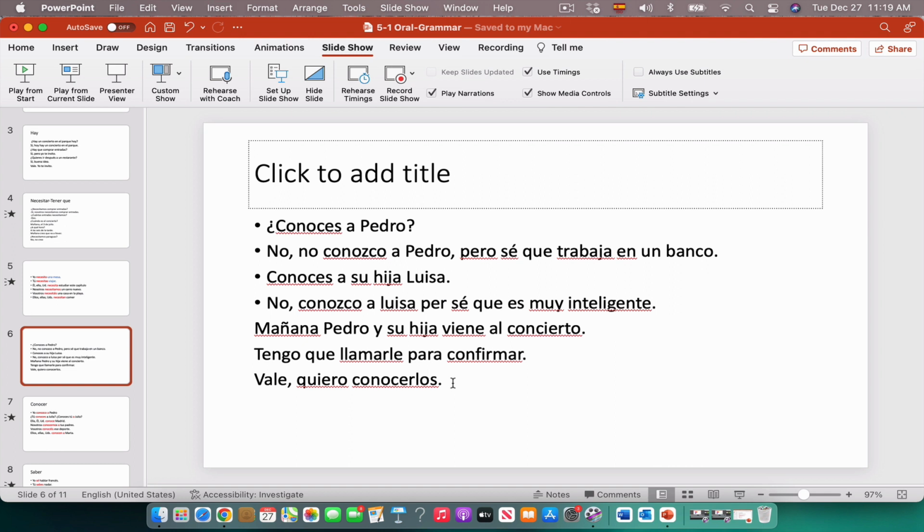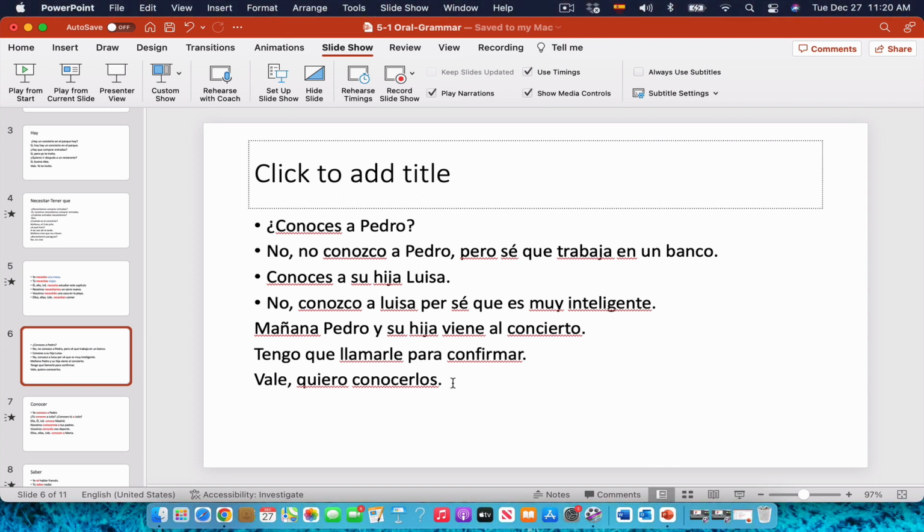In English it is, do you know Peter? No, I don't know Peter, but I know that he works in a bank. Do you know his daughter Luisa? No, I don't know Luisa, but I know that she is very intelligent. Tomorrow, Pedro and his daughter are coming to the concert. I have to call them to confirm. Okay, I want to know them. I want to meet them.